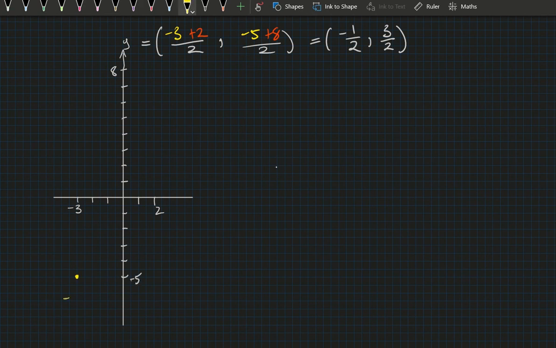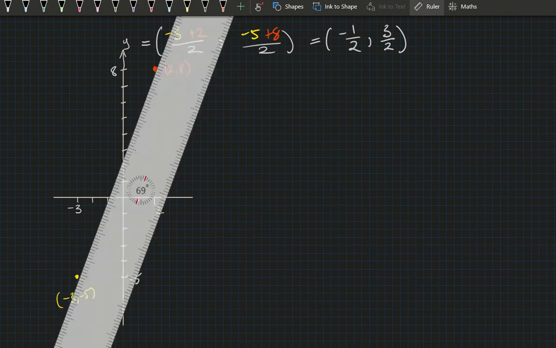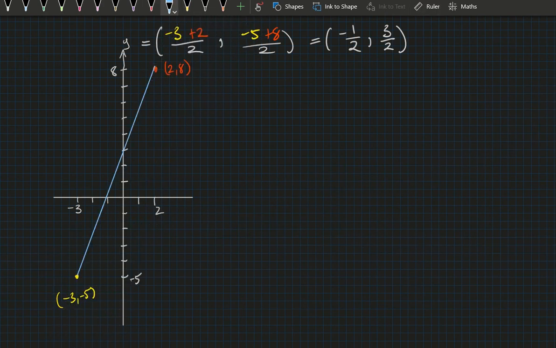So let me mark in the point -3, -5 and the point 2, 8 and draw the line segment between them. Okay, so our calculations tell us that the midpoint has an x value of -1/2 and y value of 3 on 2, which is 1 and 1/2. And sure enough, that turns out to be true. So you can be pleased to know that I'm not lying to you.